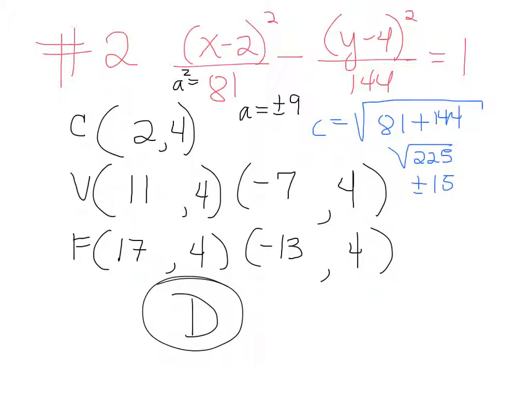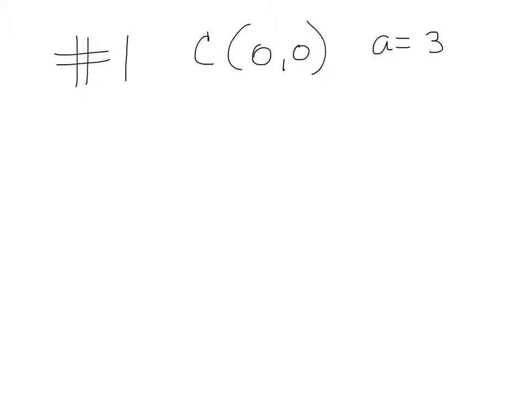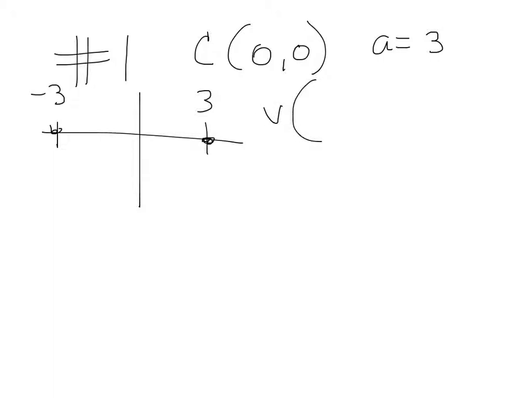And last but not least, problem number 1. So in number 1, the center would be 0, 0. A is 3. And it starts with the X. So that means that it's going to be opening horizontally. So if it opens horizontally, you're going to move to the right and to the left, right? So 3 to the right, 3 to the left, those are going to be the vertices. So the coordinates of those vertices would be plus minus 3, comma 0, right?